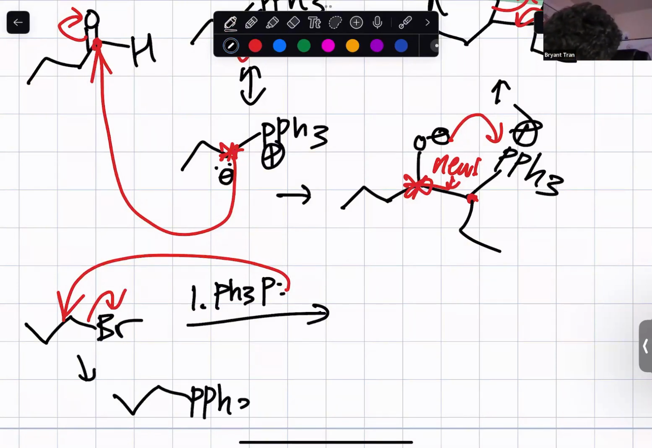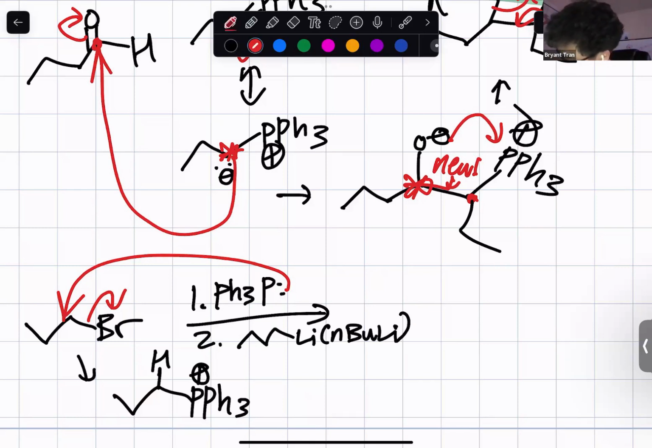this PPH3 positive charge, but this is not exactly our ylid yet because we need a negative charge on this carbon here attached to the phosphorus. And to make that negatively charged, we have to deprotonate it by using a strong base like N-butyllithium. This is N-butyllithium here, right? That N-butyllithium is going to grab this hydrogen and put a negative charge on that carbon right there.